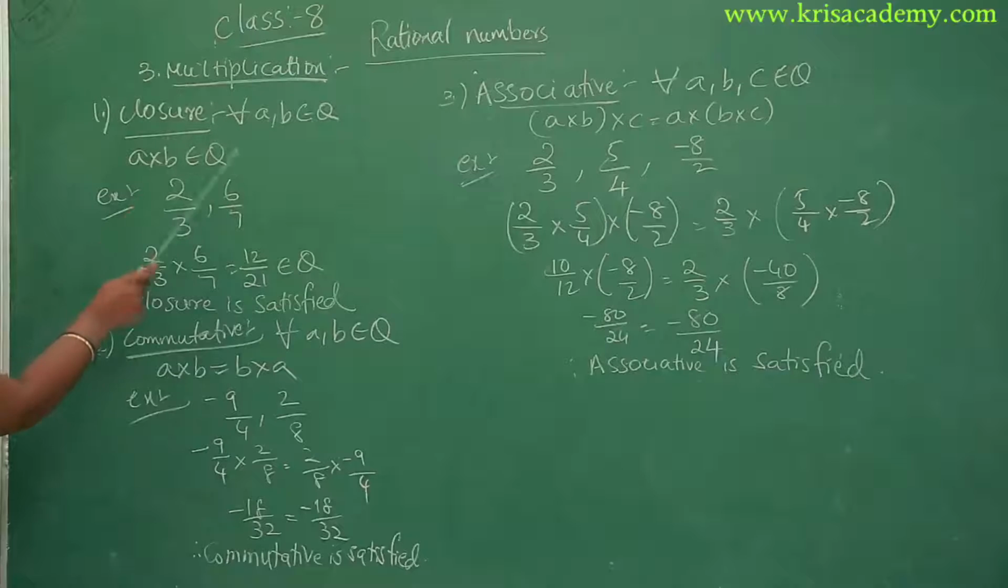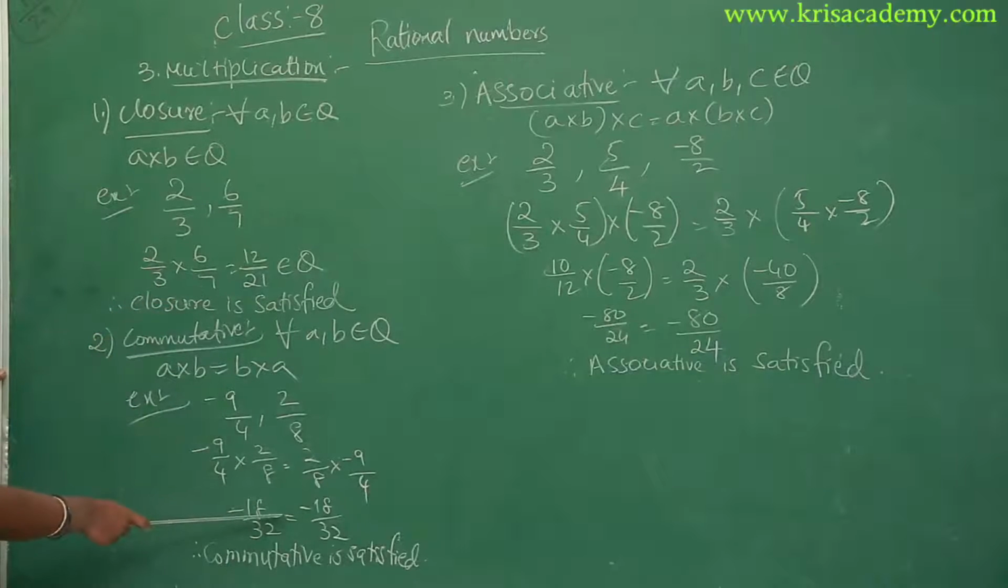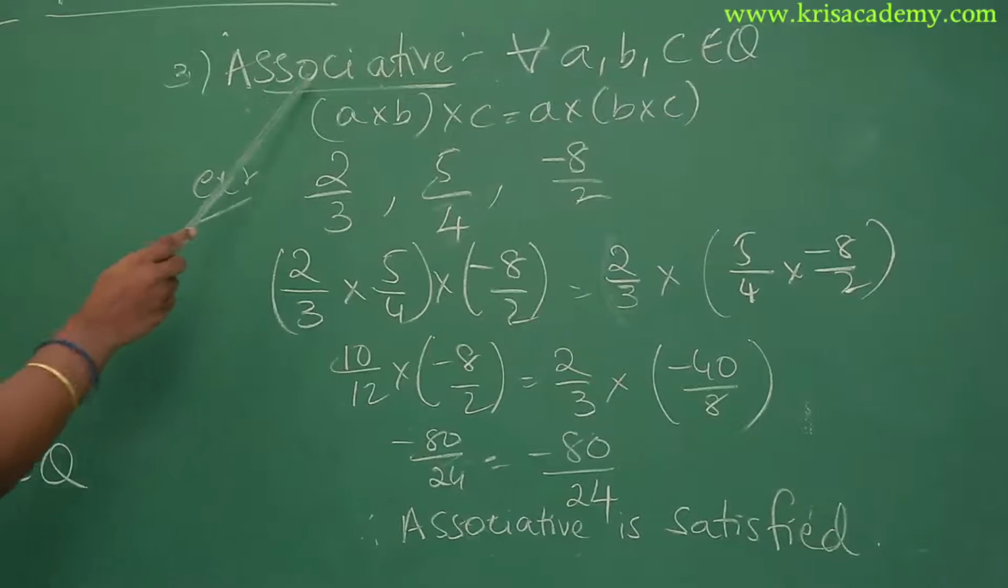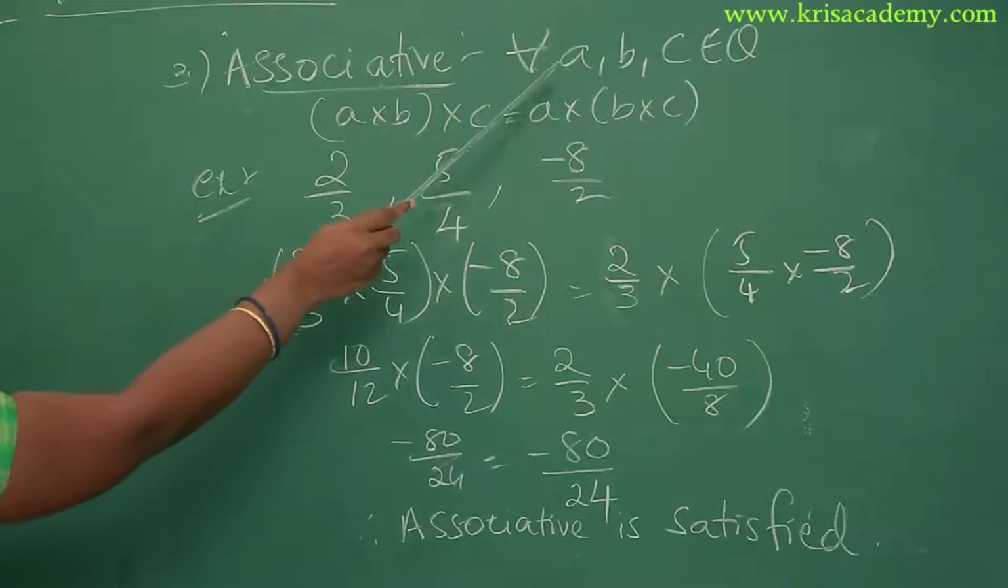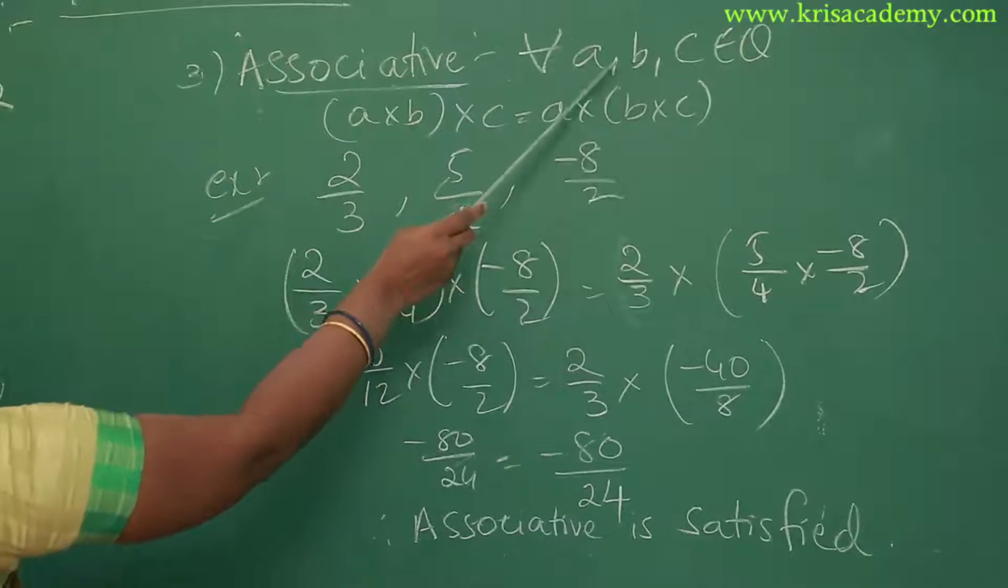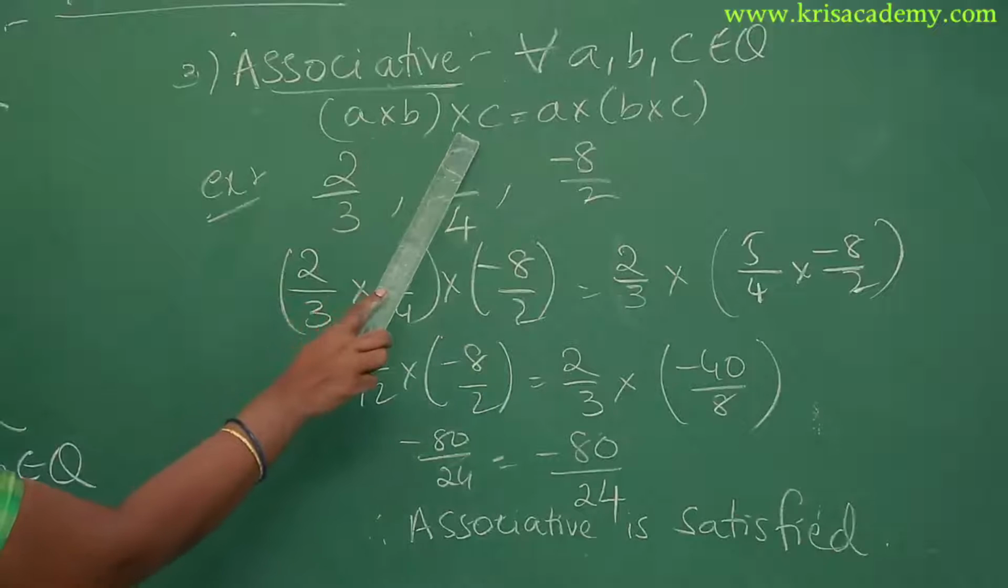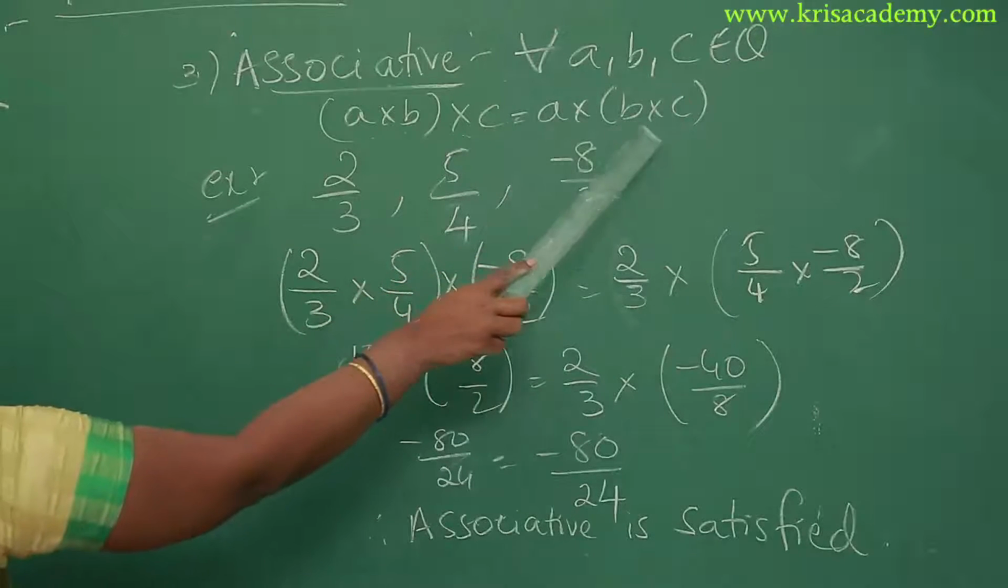Now in multiplication, closure is satisfied and the commutative property is also satisfied. Now come to the third property, associative. In associative, we will take three rational numbers. For all a comma b comma c belongs to Q, (a into b) into c is equal to a into (b into c).